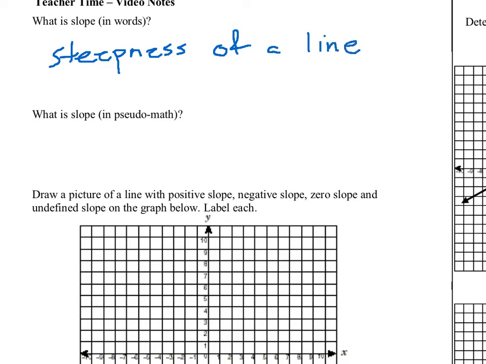They also used a pseudo math equation to describe the slope of a line. Can somebody please share with me the pseudo math equation? Isabel. Slope is equal to rise over run.